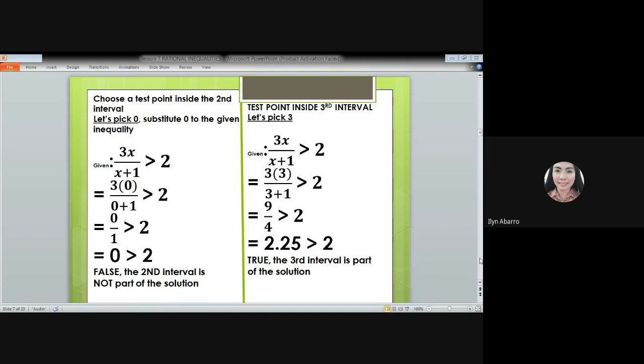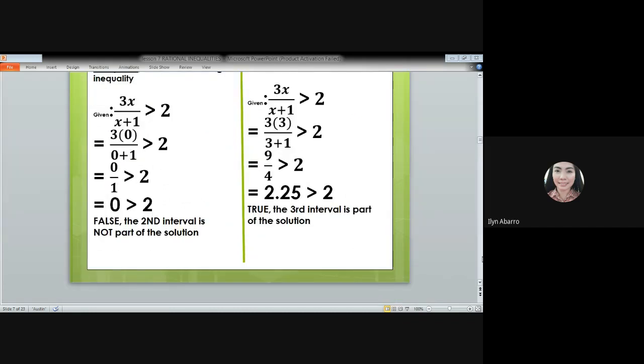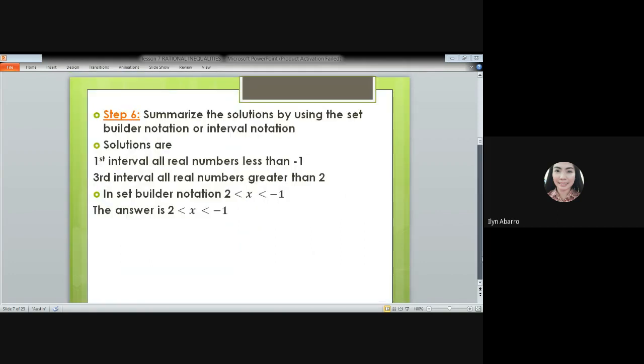Okay, we are now done with testing the solution. We're now going to step 6: summarize the solution by using the set builder notation or interval notation. Okay, so there are conditions wherein you can use the set builder notation or interval notation. Let us have this. Our solutions are the first interval, or all real numbers less than negative 1.